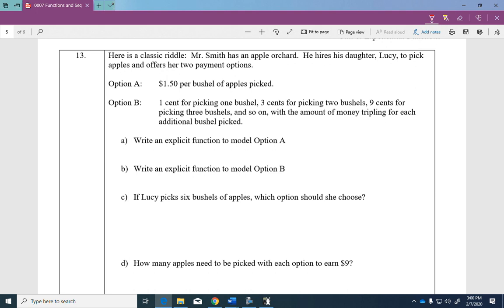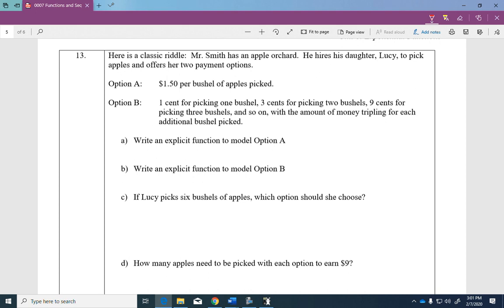Here's a classic riddle. There is a question similar to this on your test because we're going to be comparing a linear function to an exponential function. So Mr. Smith has an apple orchard. He hires his daughter Lucy to pick apples and offers her 2 payment options.